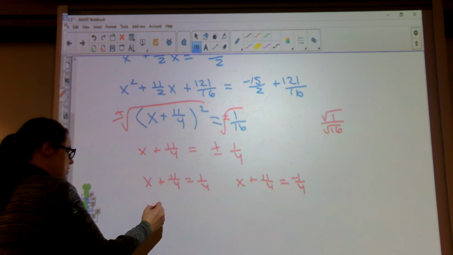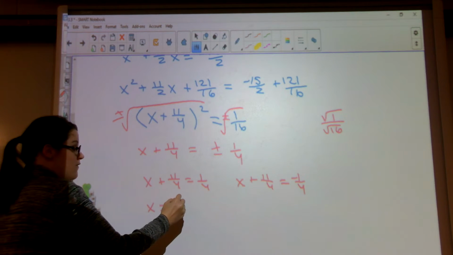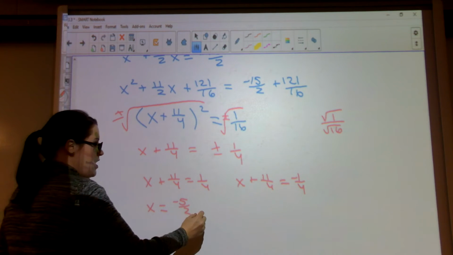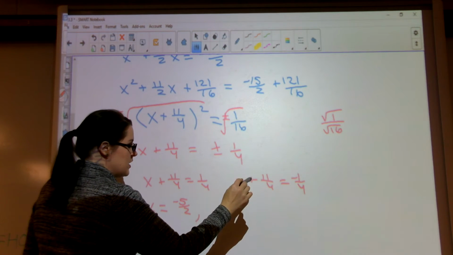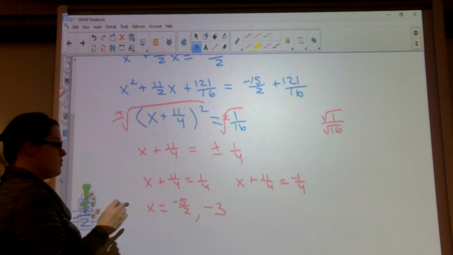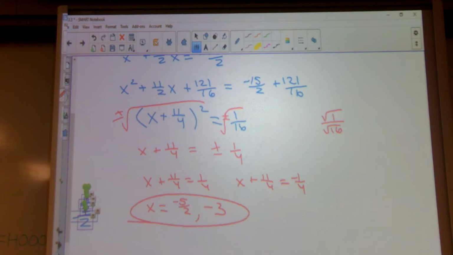Okay, so let's solve it. Minus 11/4, negative 5/2. And then minus negative 3. There we go. Some of them will end up being square roots, some of them will be perfect rational numbers.